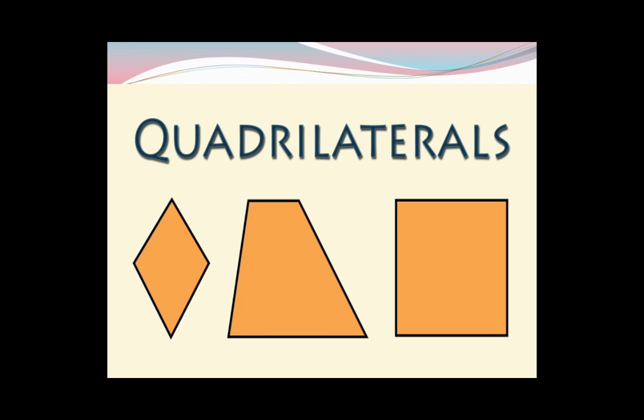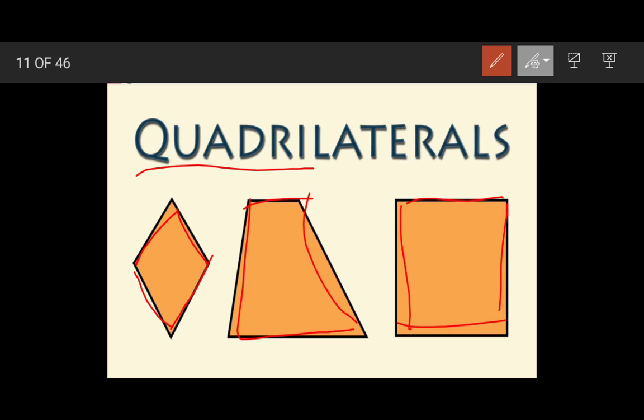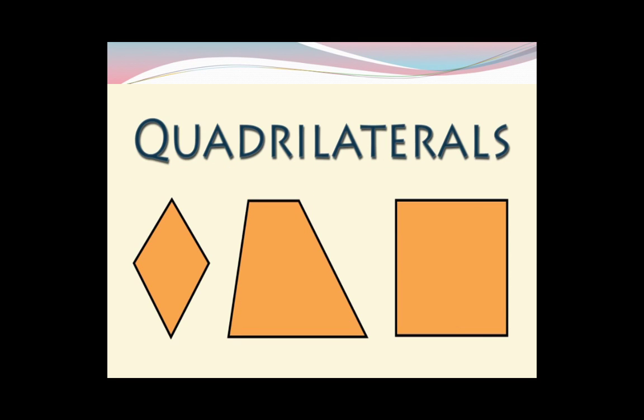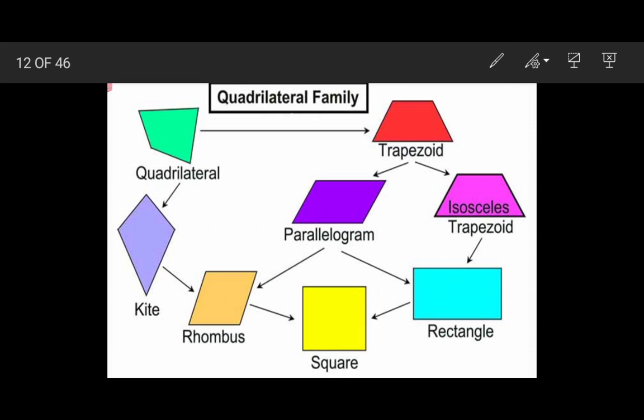So, quadrilaterals means four sides, right? Any figure which has four sides is known as a quadrilateral, right? All these are examples of quadrilateral. Quad means four, so four sides. So class, quadrilateral family, very important, very interesting family.